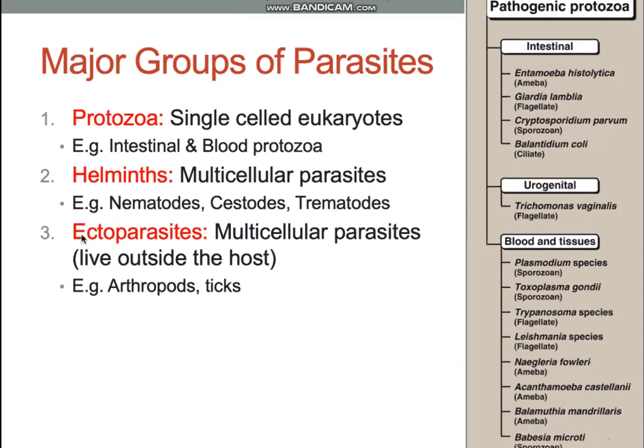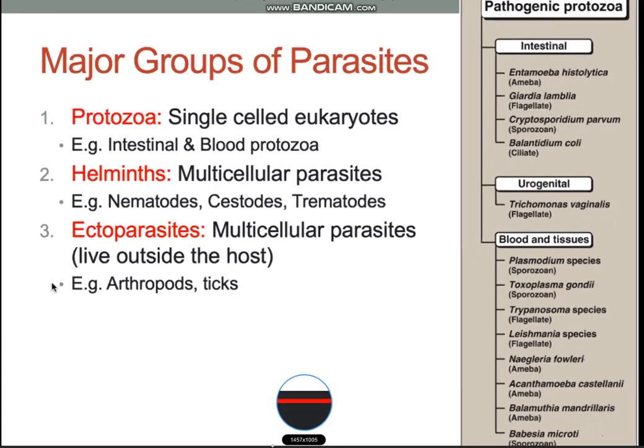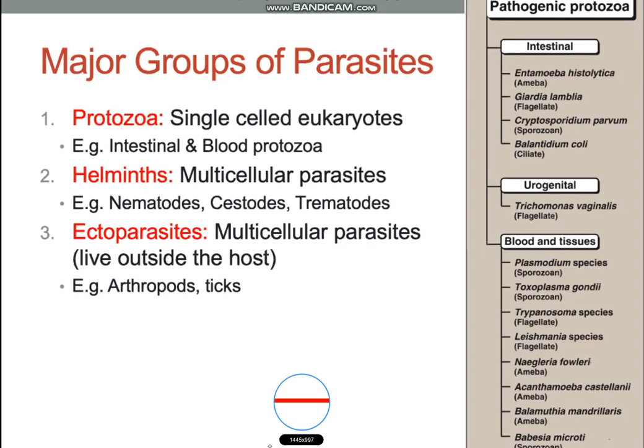Ectoparasites, again, are also multicellular, and these are the ones that live outside the host. So helminths and protozoa live inside the host, ectoparasites outside. And these include the arthropods, which are jointed animals, meaning all insects that have joints. Arthro is from arthritis, joints. So it involves all insects. Insects are very important in the lifestyle of parasites in general. Some of them can act as a parasite themselves.